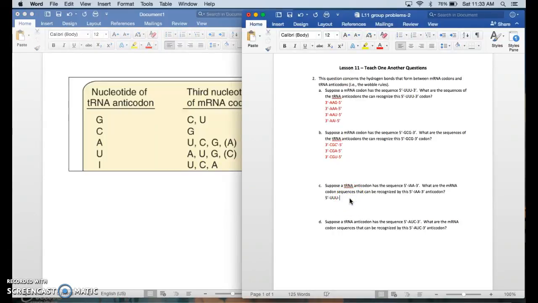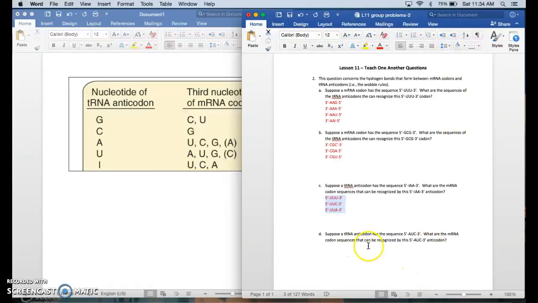So U, and then again 5', UUU, because we have our first 2 that always match, and then C to 3'. And then 5', UUU and A. And those would be the 3 answers for part C. And part D is exactly the same as that one. Essentially, we would do the same thing.